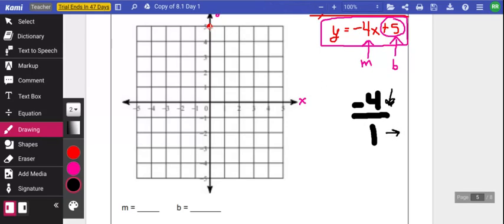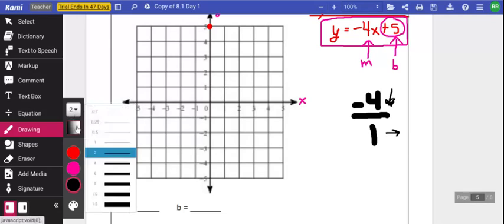So from B, from 5, I'm going to go down 4, right 1 to make additional dots so that I can make a line, because I need at least 2 dots on the coordinate plane to make a line. So from B right here, according to my slope, I should go down 4 spaces and to the right 1. Okay, so here I'm at 5. Let's go down 4. So down 1, 2, 3, 4, right 1. Okay, and I'll make a dot right there.